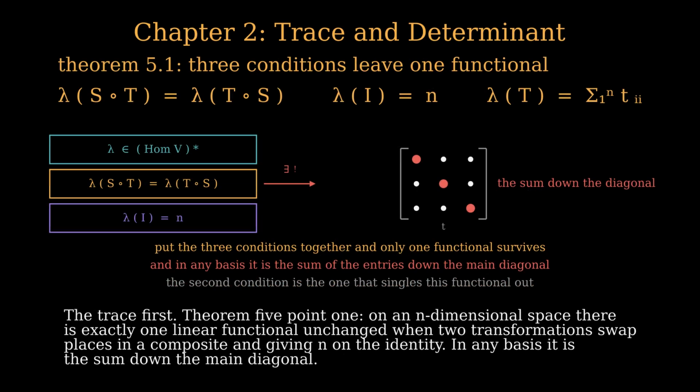The trace first. Theorem 5.1. On an n-dimensional space, there is exactly one linear functional unchanged when two transformations swap places in a composite and giving n on the identity. In any basis, it is the sum down the main diagonal.